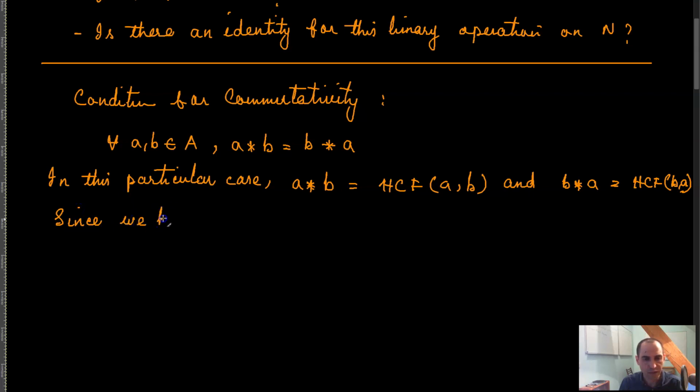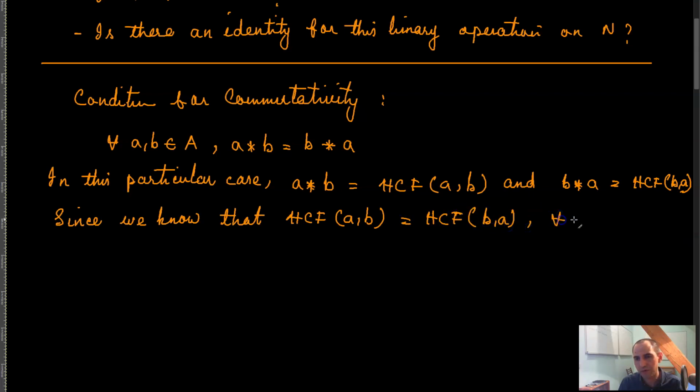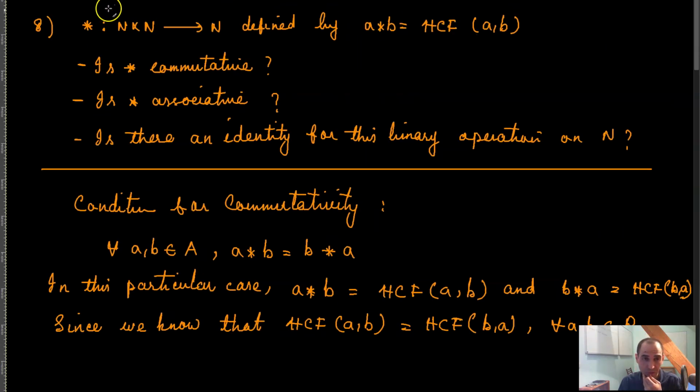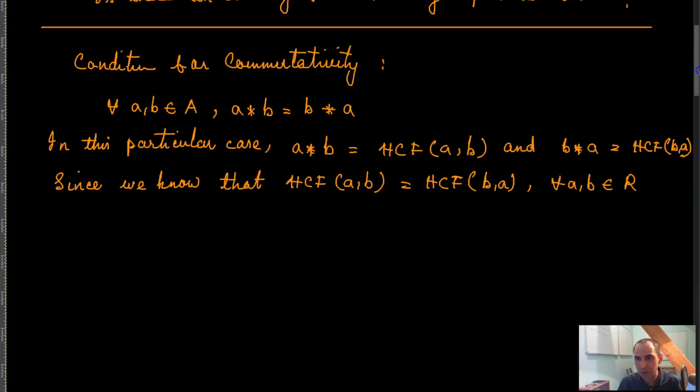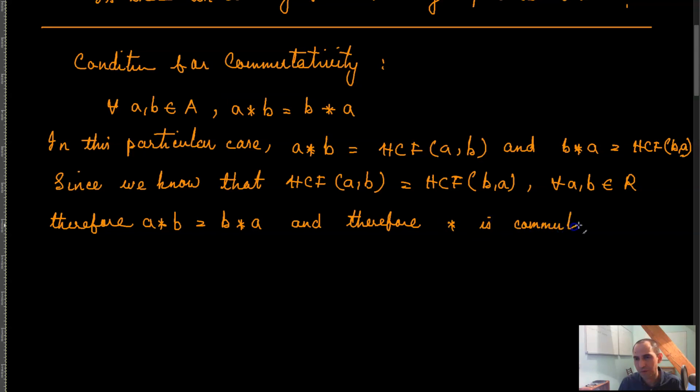Since we know that the HCF of A and B is equal to the HCF of B and A for every A and B belonging to the set of real numbers at least, and the set of natural numbers is just a subset of the set of real numbers, we can say that A star B is equal to B star A, and therefore star is commutative, right? So that's one part of the question.